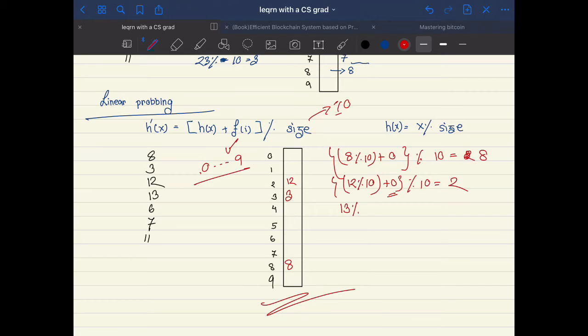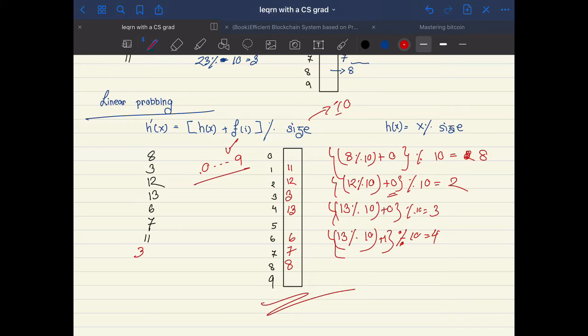And 13 would be a different case here, because 13 mod 10 plus 0 gives us 3, but 3 is already occupied, so we increase f(i) by 1, so 13 mod 10 plus 1, mod 10, which gives us 4. So 4 is not occupied, so we can put 13 at this position. And for the other cases, 6 would go here, 7 here, and 11 would go here.